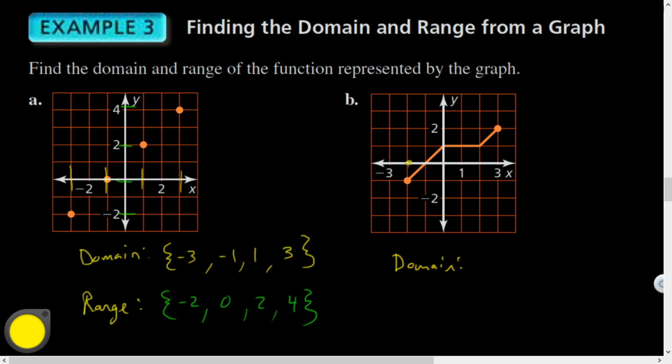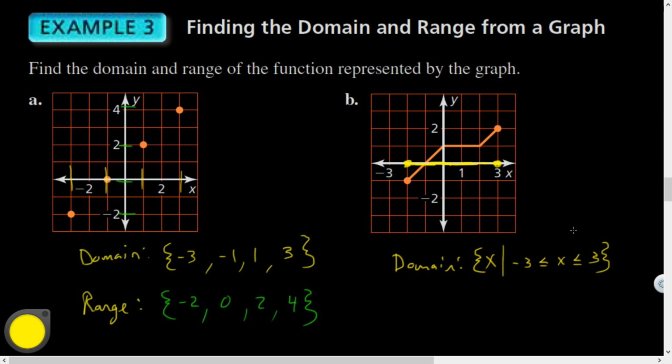Okay, it looks like for domain, my x values exist from here to here continuously. So there's actually a couple ways I could describe this. I'd want to say everything between -3 and 3, right? Those are my possible inputs. I'm going to use this set notation. The set of all x, this vertical line means such that, x is between -3 and 3. So I'll write this: -3 is less than or equal to x is less than or equal to 3.